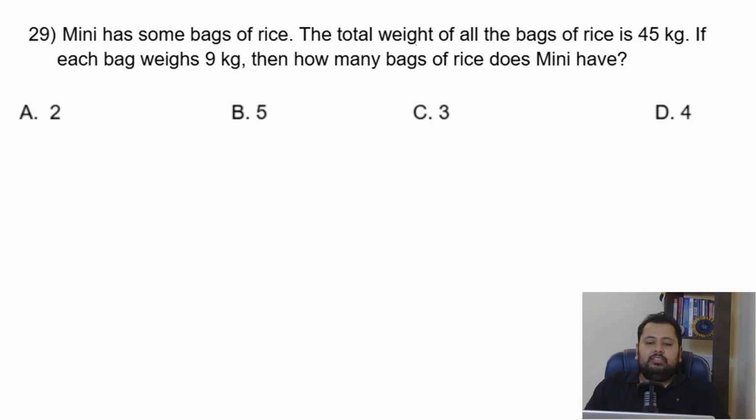Mini has some bags of rice. The total weight of all bags of rice is 45 kg. If each bag weighs 9 kg, then how many bags of rice does Mini have?